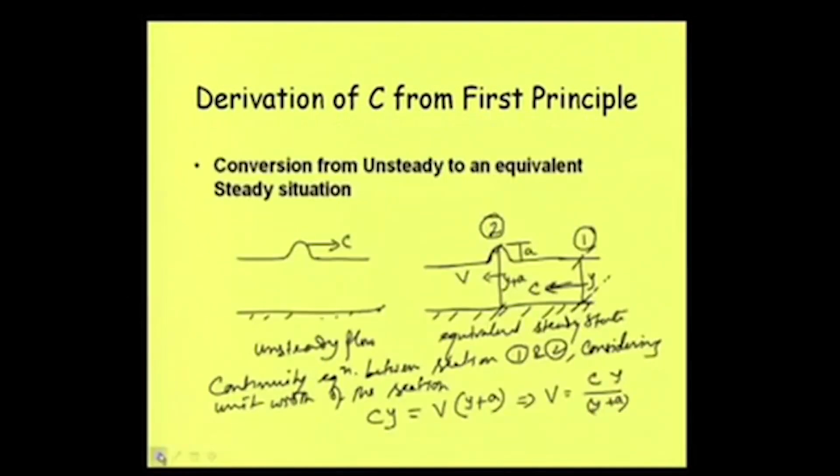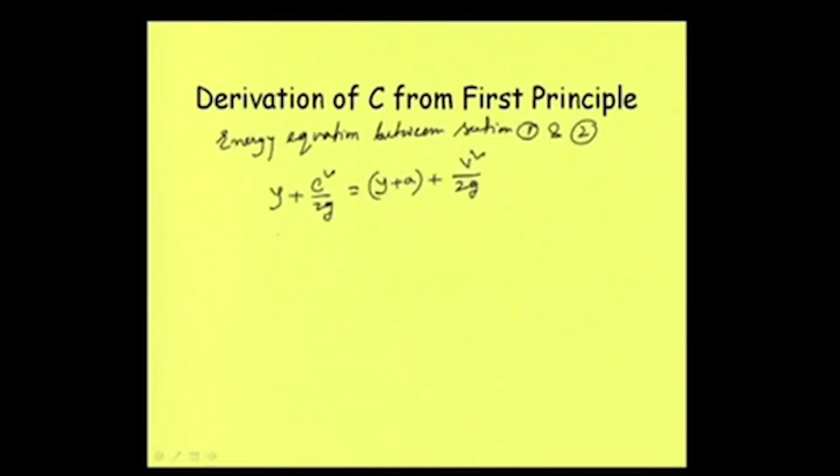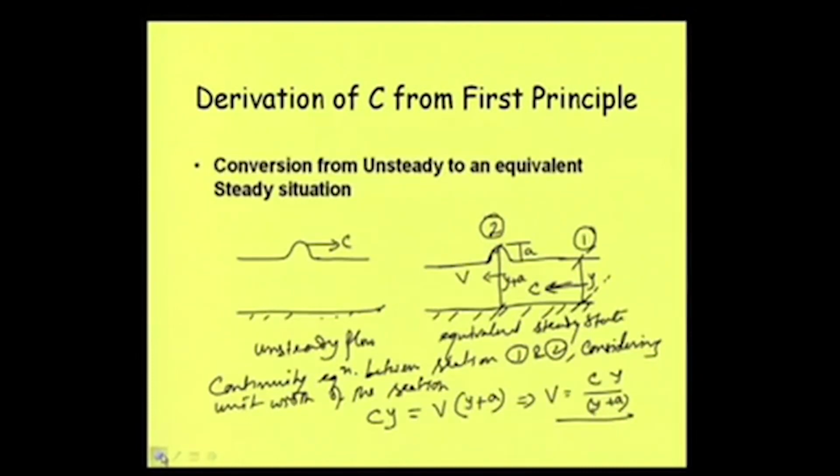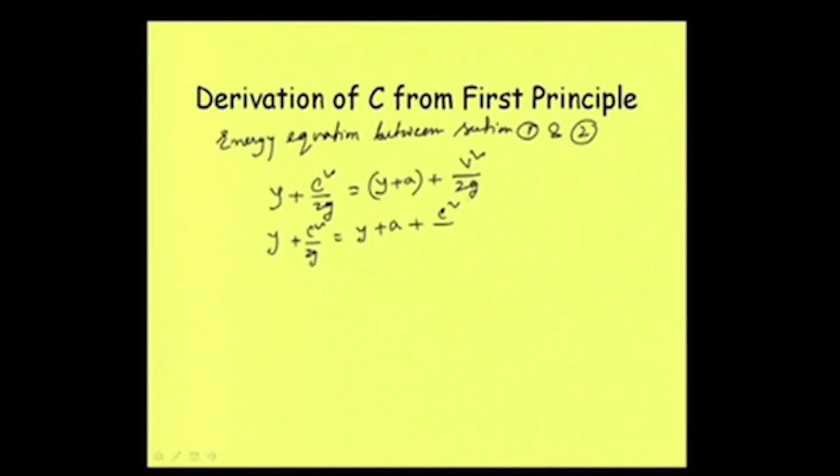Now what is this v? We know that v is equal to c times y by y plus a. So we can replace it in this form: y plus c square by twice g is equal to y plus a plus, in place of v square by twice g, c square y square by y plus a whole square.